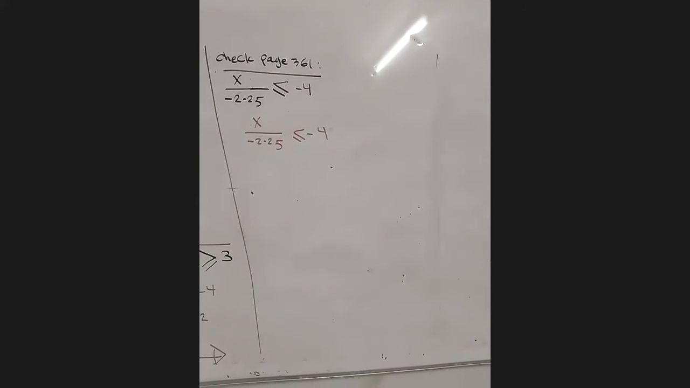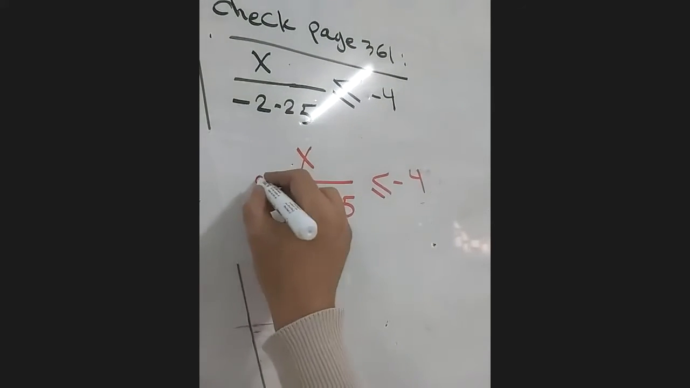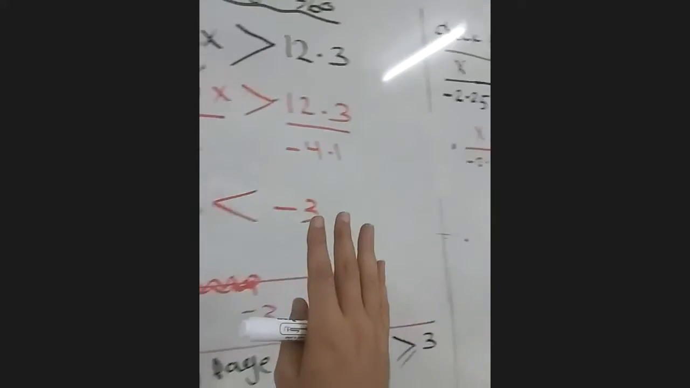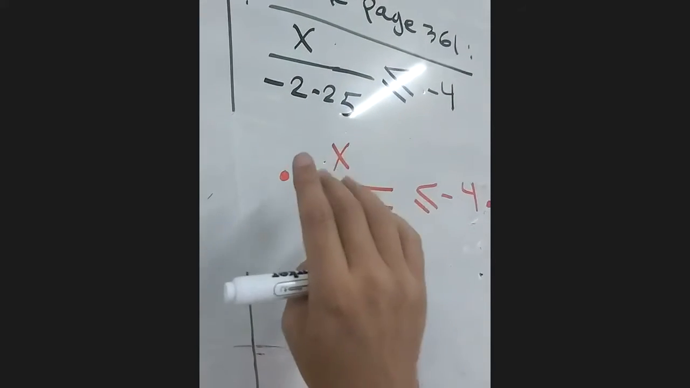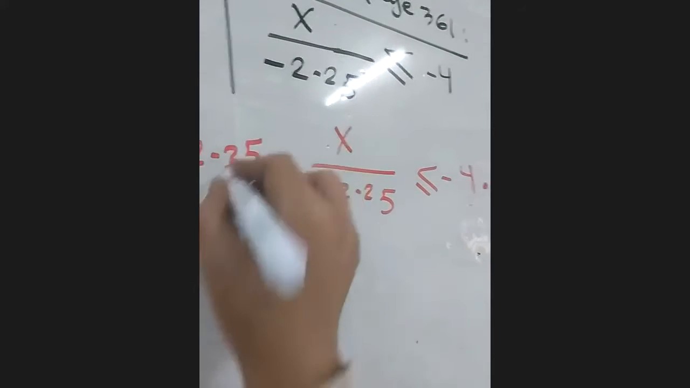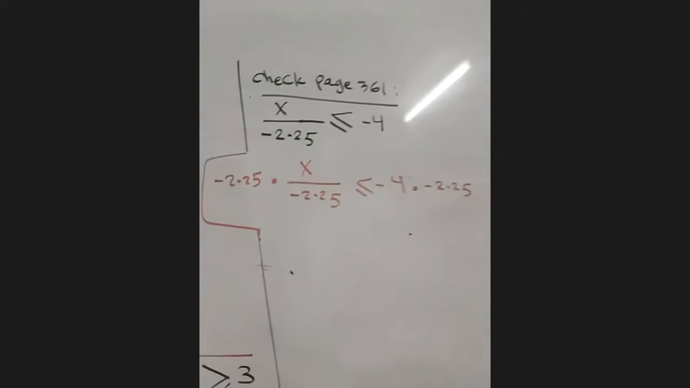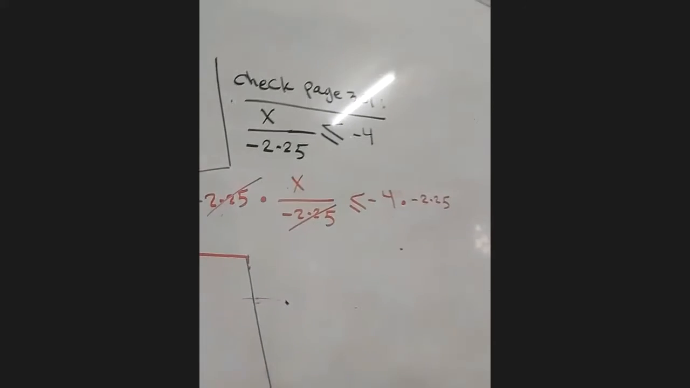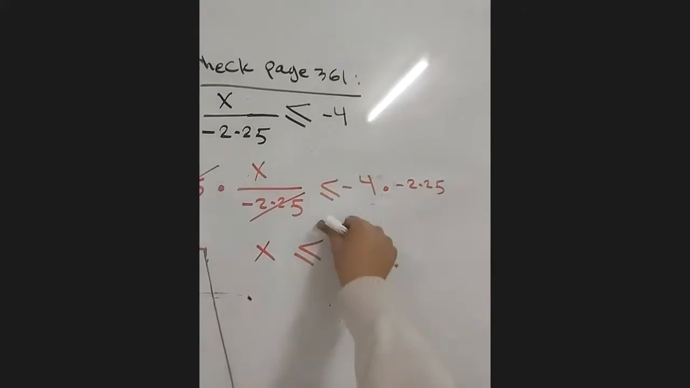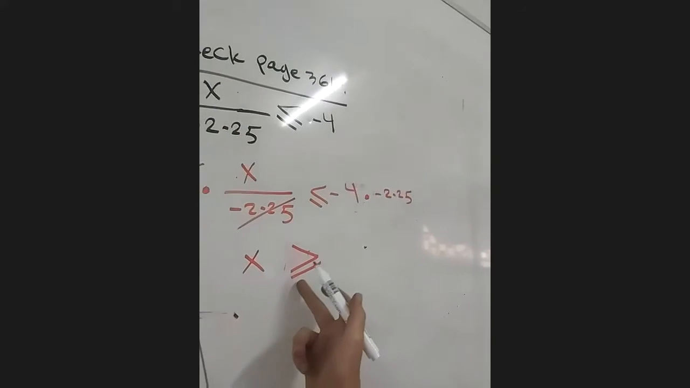Then we multiply both sides by negative 2.25. Guys, I use a dot here in place of multiplication just to distinguish it from x, that's all. But if it's another value, you can write multiply, it's okay. So here negative 2.25 and here negative 2.25. Then we cross out negative 2.25 by 2.25, and then we write x. We flip the sign. It was less than or equal, now it is more than or equal.